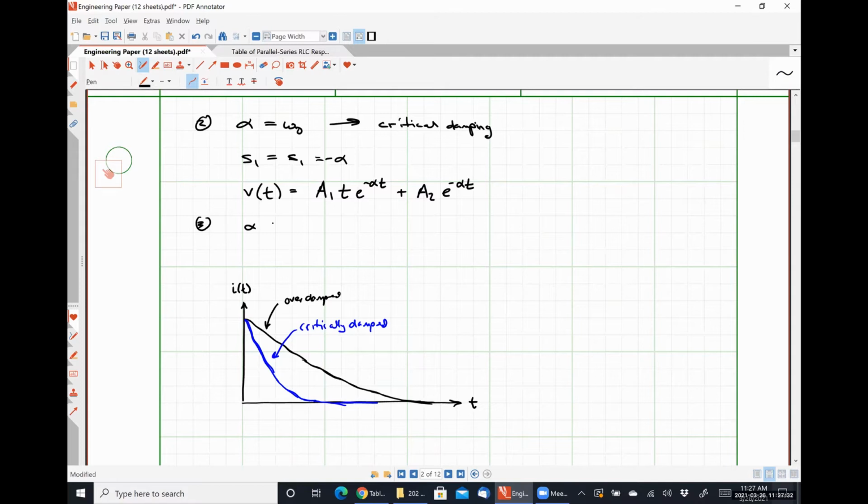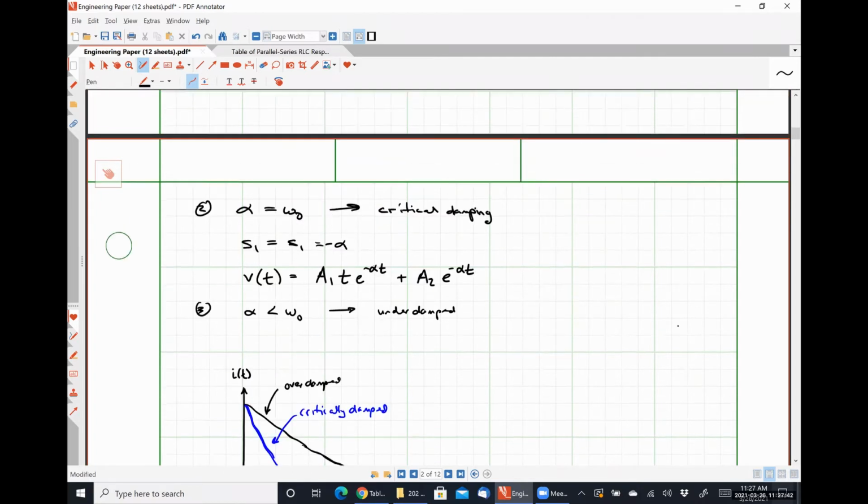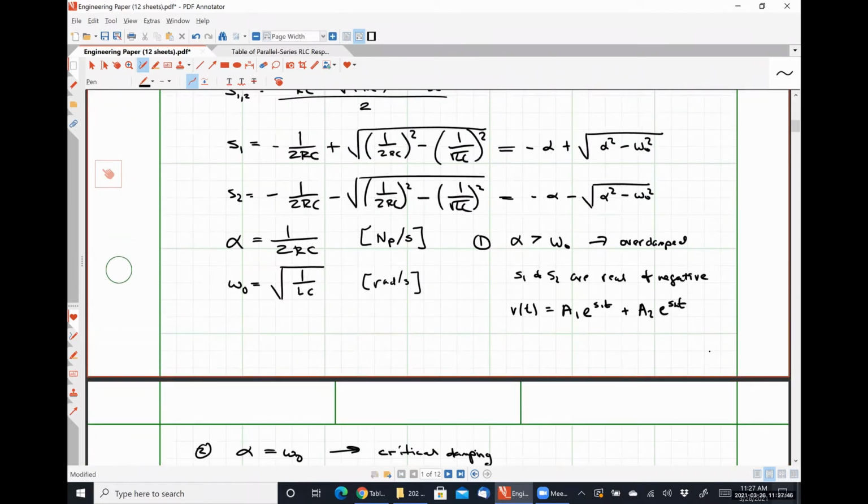Our last condition is that alpha is less than omega naught, and we call this type of system underdamped. Let me scroll up real quick and look at our equations for S1 and S2. If alpha is less than omega naught, what happens to S1 and S2? Specifically, what's happening underneath the radical sign in both cases? It's going to be negative. So we're going to have a fixed real portion plus an imaginary portion, plus that imaginary portion for S1 and minus that same imaginary portion for S2. So S1 and S2 are complex conjugates of each other.